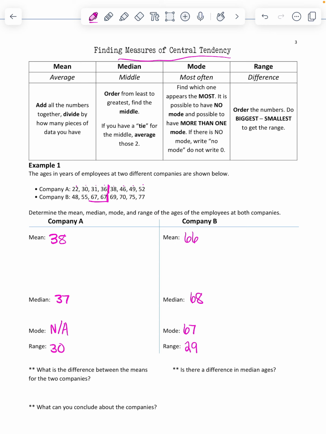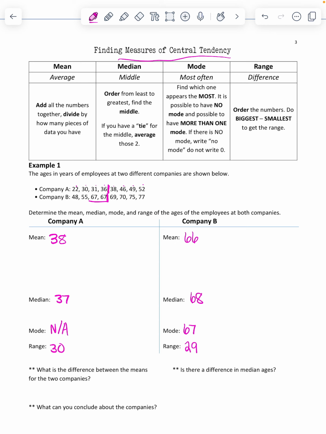Now for the questions. The Keystone will maybe sometimes have you find these types of numbers, but more often than not, they'll ask you questions like below. Like, what's the difference between the means of the 2 companies? Is there a difference in median ages? What can you conclude? The Keystone loves to put that kind of stuff on there.